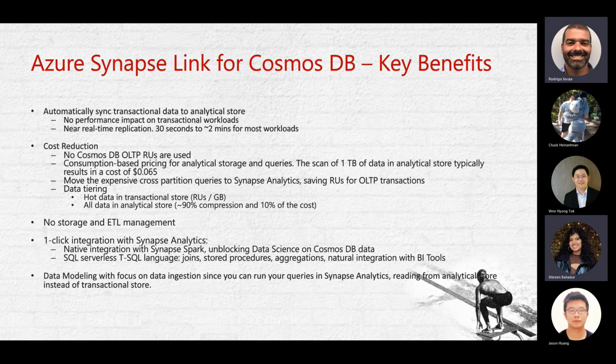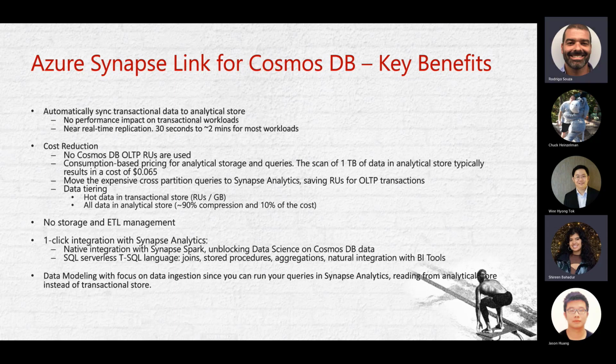Data tiering, that's very important. Cosmos DB transactional store has what we call transactional TTL, time to live, for how long data is kept in transactional store. Now we have an independent TTL for analytical store. We are seeing customers using an analytical TTL bigger than the transactional TTL. With that, you can keep your most recent, your hot data in transactional store and use analytical store to keep all of your data for analytical purposes.